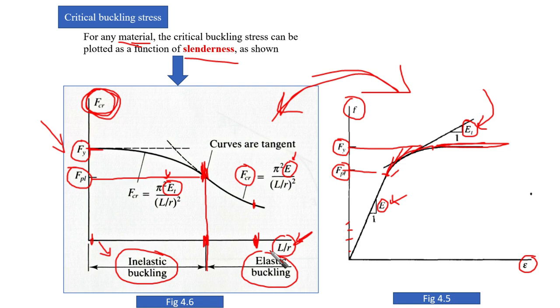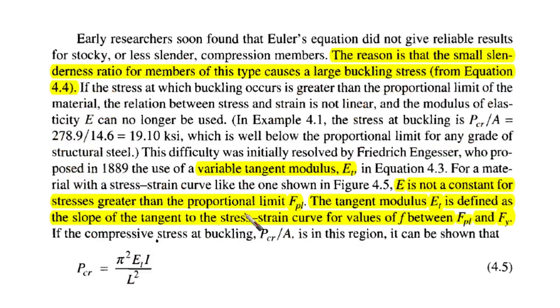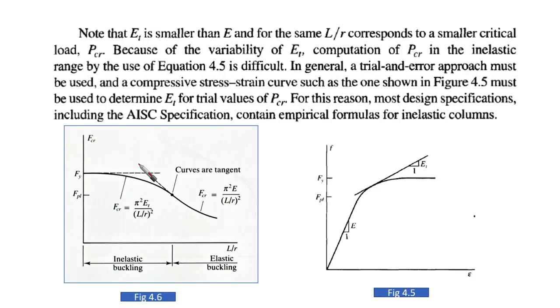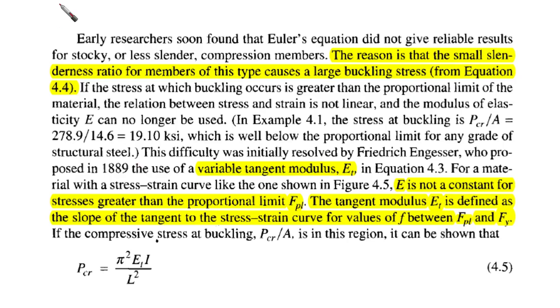Now we can read this. It's a very nice comment in the book, and I'd like to read it with you so that we can get more understanding of it. Early researchers soon found that Euler's equation did not give reliable results for stocky, like here, or less slender compression members. So they found that there is something wrong with Euler's equation.